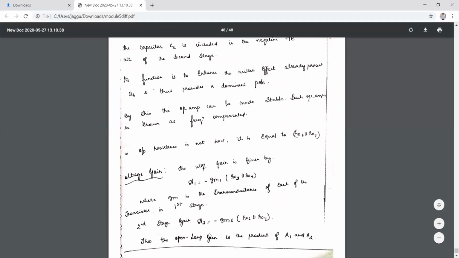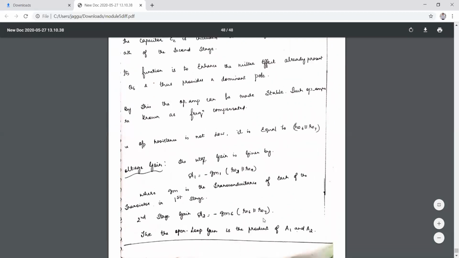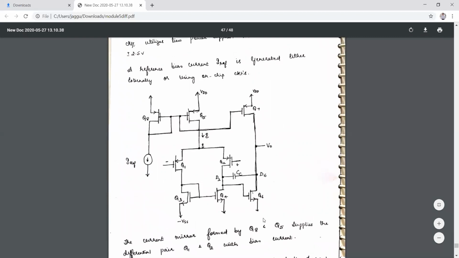So the open loop gain is the product, since the stages are connected in cascade. So a two-stage op-amp is realized. Kindly understand, a two-stage op-amp is realized by making use of a set of current mirrors. So these two form one current mirror. Q8 and Q7 also form a current mirror. The reference current is to be copied to transistor Q5 as well as transistor Q7.